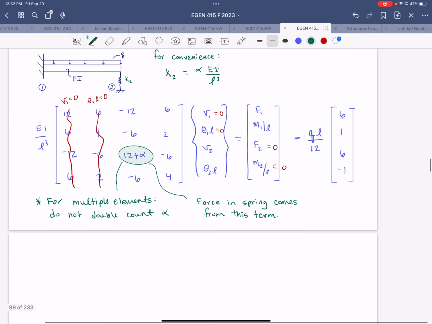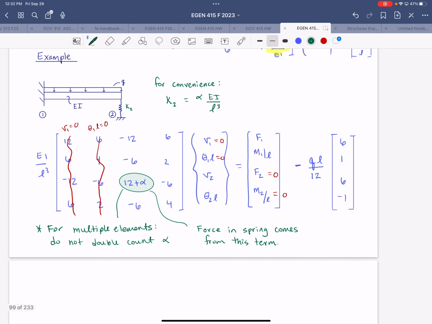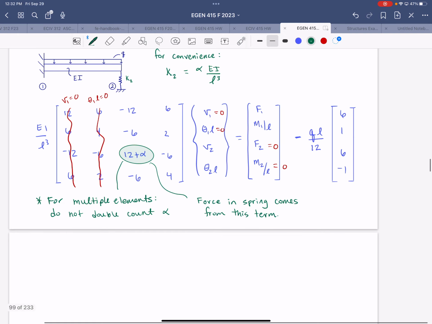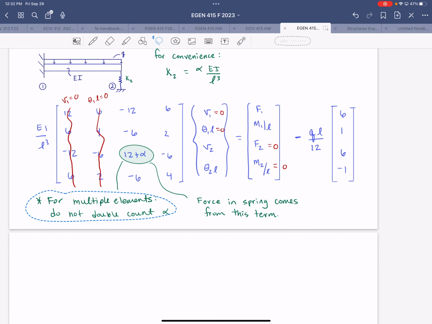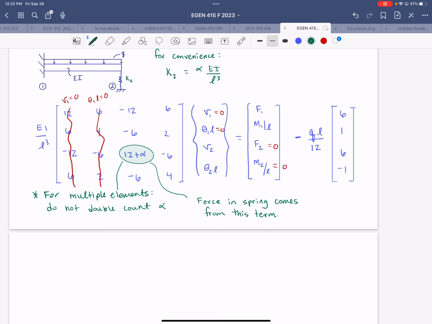So if we had a beam with multiple elements and the spring was in the middle, we would add 12 plus alpha when we do the combination of the matrix, only one alpha? In the overlay, it should only show up once. Okay, so I'll add that clarification: in the overlay, it's added only once. That makes sense.